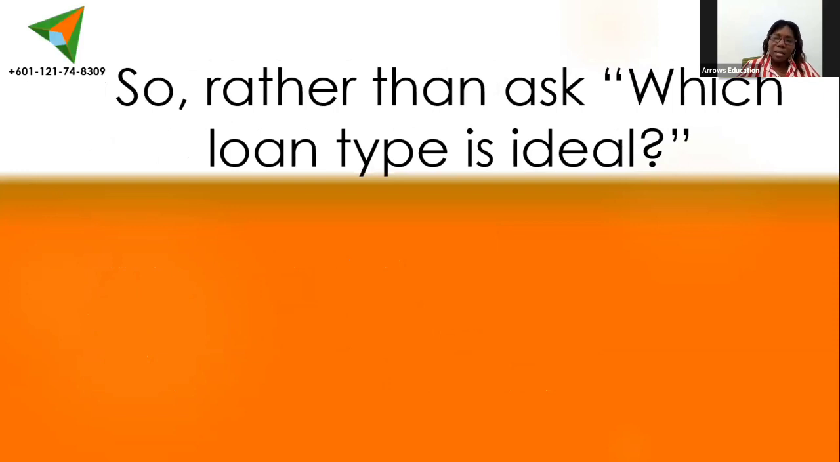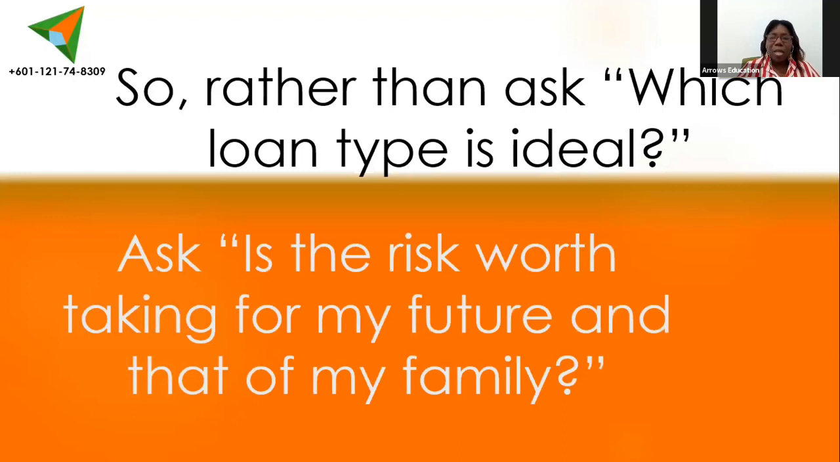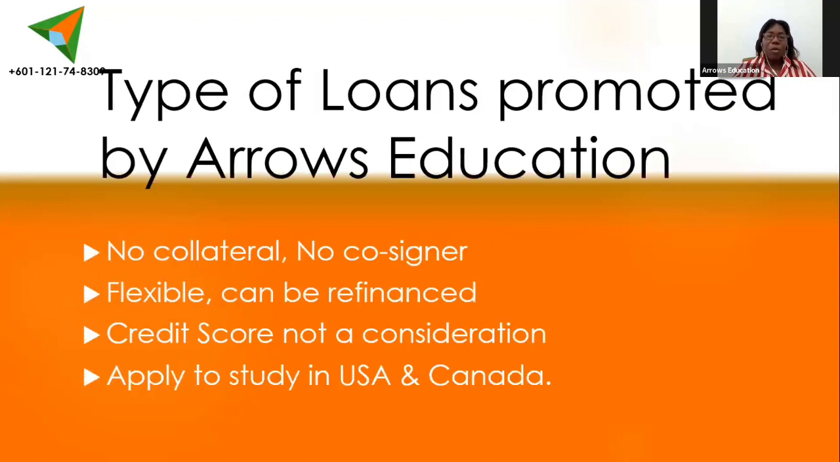So rather than asking which type of loan is ideal, I will say ask, is this risk worth taking for my future and that of my family? That's the question you want to address, not which type is ideal. No loan is ideal. That's the truth. If you can find someone who is going to pay for your school, for your education, it's something that is welcome. But there is nobody that is going to take on that for you. That's the reason why we are even considering loan in the first place.